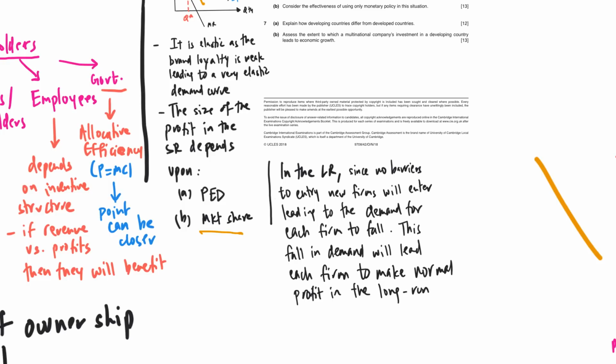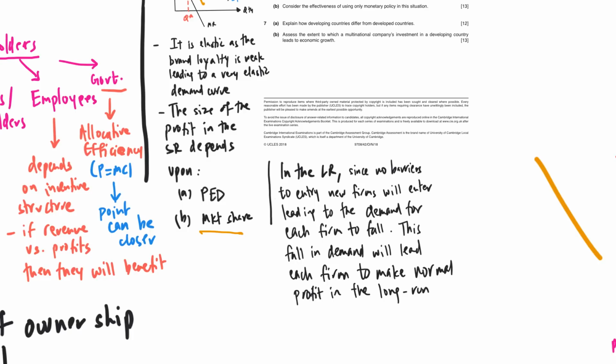Now, in the long run, we can mention this as well. Since there are no barriers to entry, new firms will come, and when new firms come, it automatically leads to lower profits. This is because each firm will now have lower demand, as market share will fall, and this fall in demand will lead every firm in the end to make normal profit. So the comparison with perfect competition is that monopolistic competition makes normal profit in the long run, but a supernormal profit in the short run.